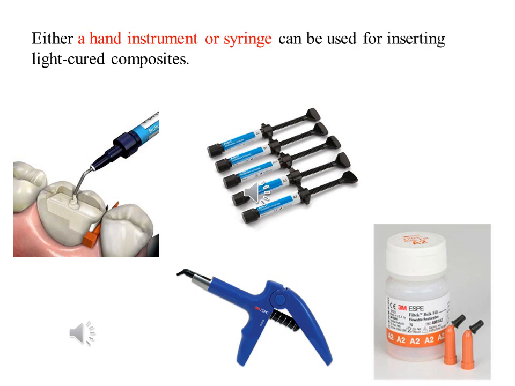Here in this picture we have different types of composite, in a tube or in capsules. The type in a tube can be injected in the cavity by a special type of syringe or can be placed by a special hand instrument called a plastic filling instrument, and the capsule material can be added inside the cavity by a special type of gun used for this type of composite capsule.